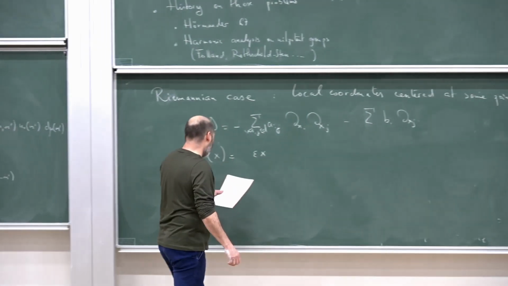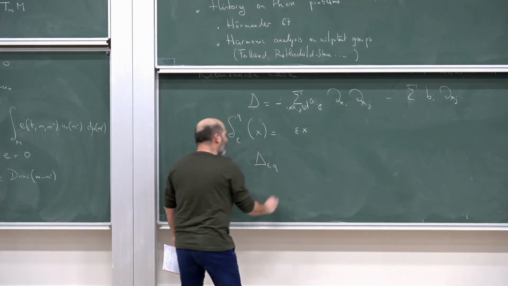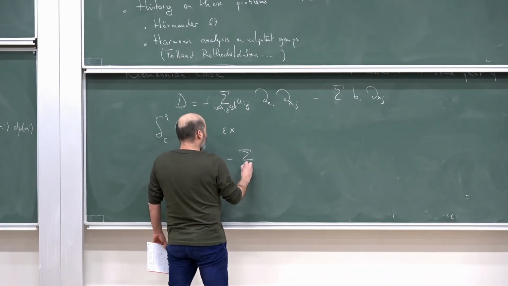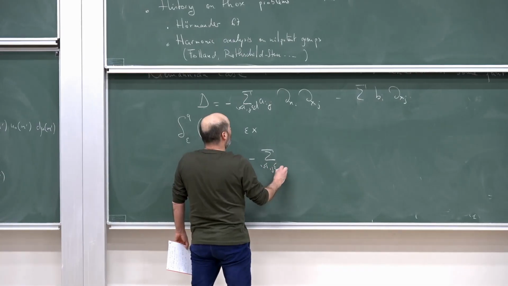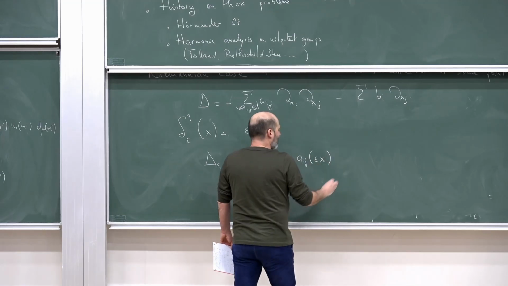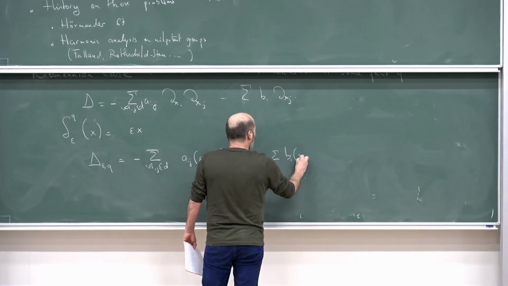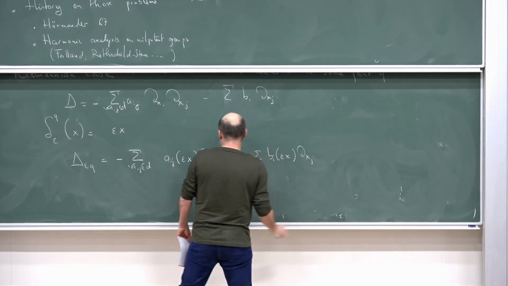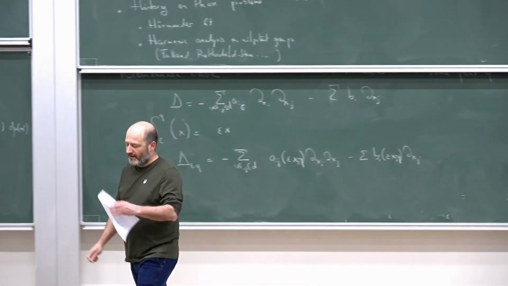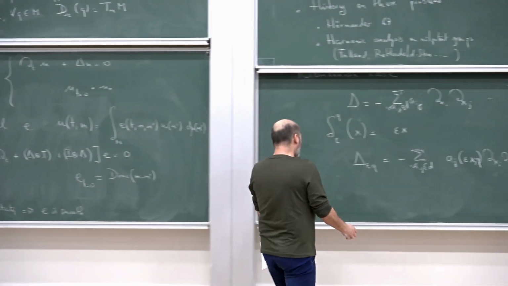And if you compute the change of variables, you introduce a family of operators, delta epsilon q, which is the following: minus the sum over i, j between 1 and d, and here, instead of looking at x, I'm looking at epsilon x, and I have d_i of epsilon x, d_j. So maybe I will denote here that it depends on q, which is the center of my coordinate system. And I define the following thing.